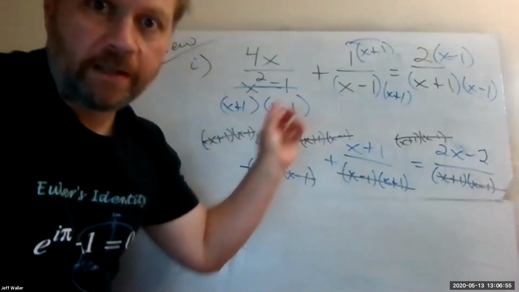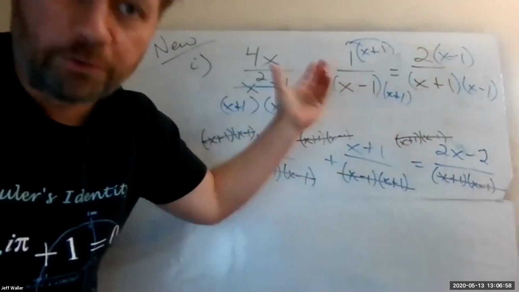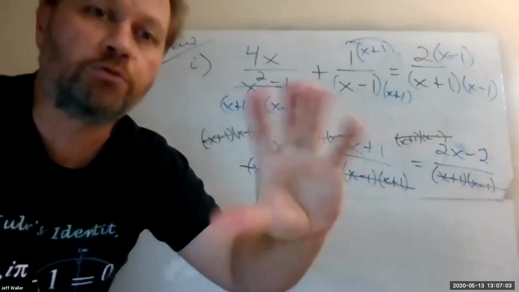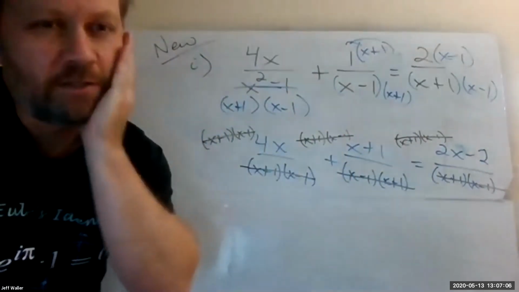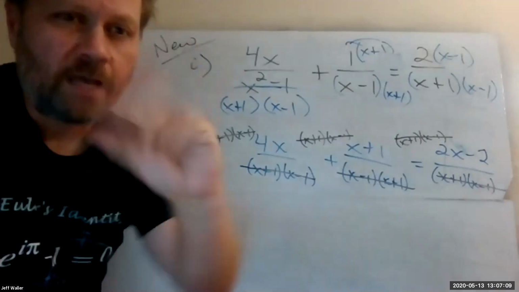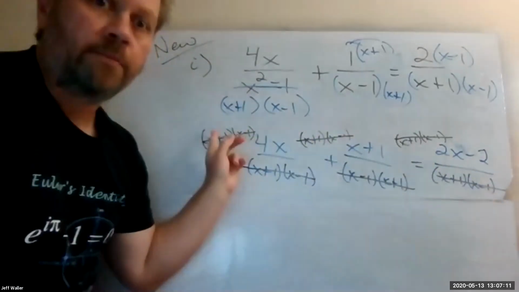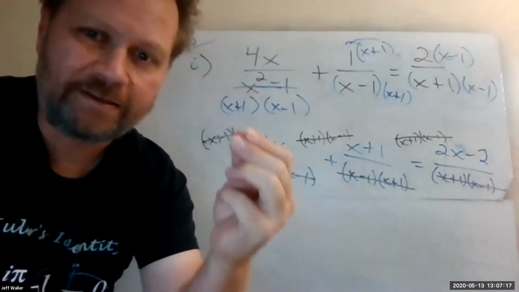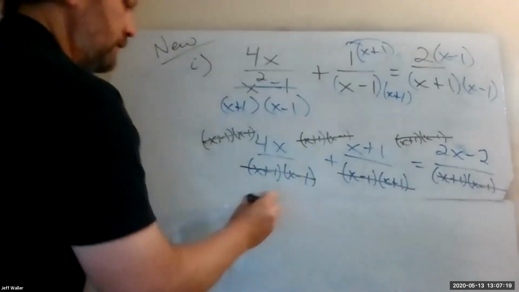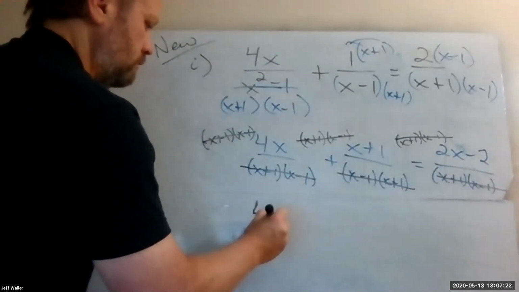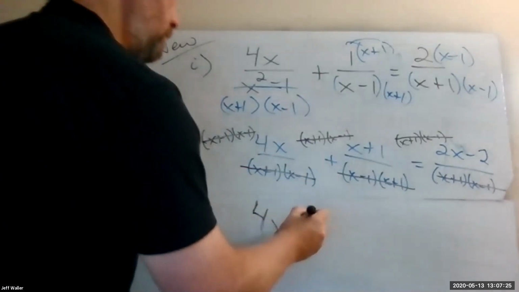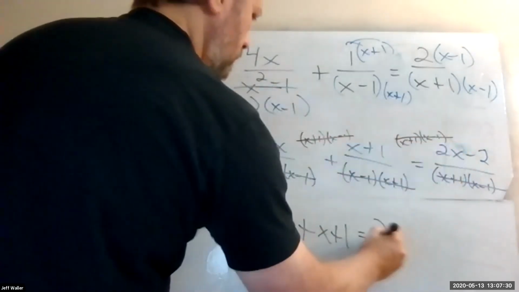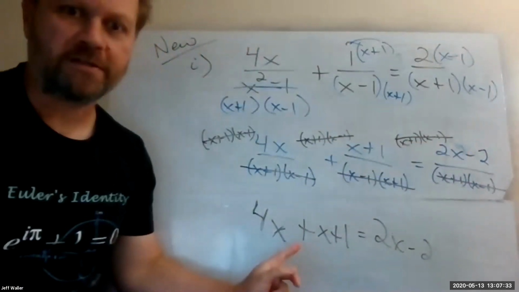So my first step in what's called a rational equation, it's got rational parts to it. Rational expressions are just ratios of polynomials. So if I have a rational equation, I make all the bottoms the same, and then I multiply by that bottom. They all go away, just like the 15 did. So now, of course, I've got 4x plus x plus 1 equals 2x minus 2. Is that a difficult equation?